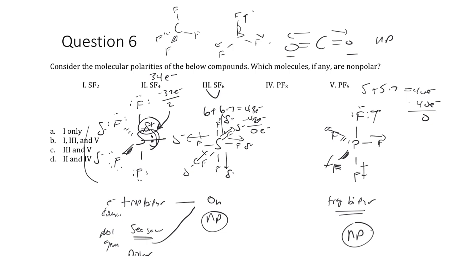Now what about PF3? So if I have PF3, the difference here is 5 plus 21 is 26 electrons. I'm now within the case where I have a lone pair, fluorine, fluorine, fluorine for trigonal pyramidal molecular geometry.